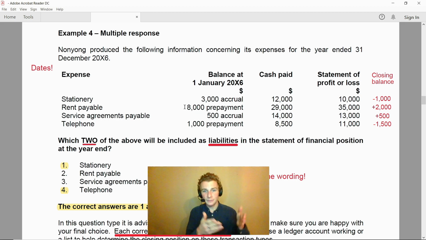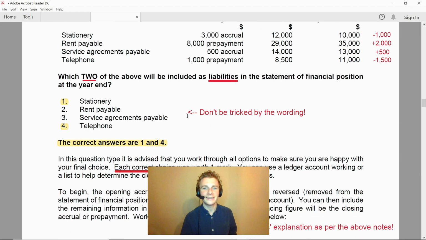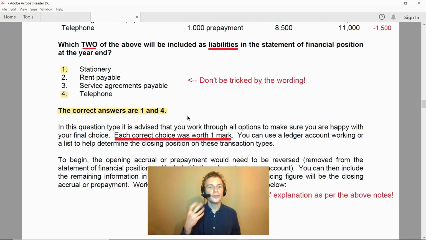And what we've got here, we've got some accruals and prepayments at the start of the year, some cash has been paid throughout the year, and what we've disclosed in the statement of profit and loss at the end. But let's have a look at the requirement on here, what it's actually asking for, and it's saying which two of the above will be included as liabilities. So the key word on there, liability, someone who we are going to owe money to. So it's not an asset in the statement of financial position, so within the balance sheet, and we've got to identify two of them that are going to be liabilities. In other words, who we still owe money to.